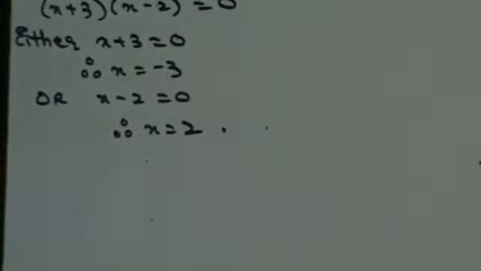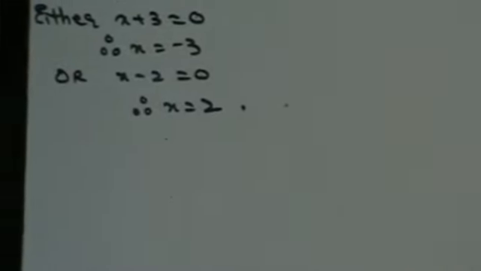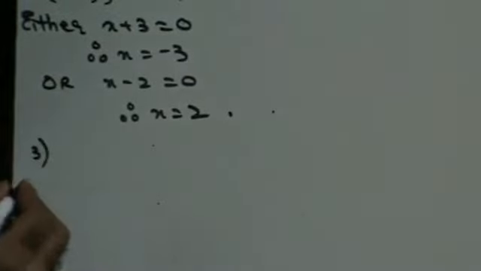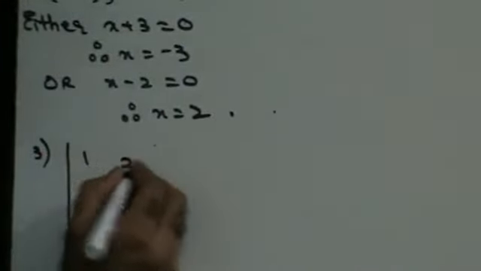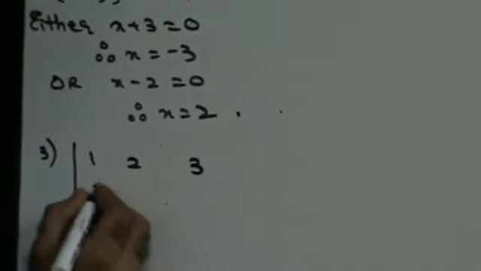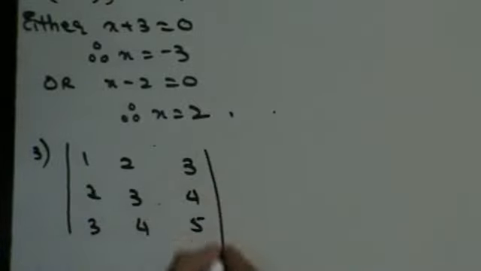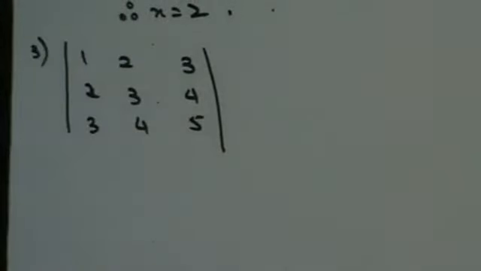Now this was how you would solve a 2 by 2 determinant. Right? How would you solve a 3 by 3 determinant? Let's see this. For a 3 by 3 determinant, I need to write, let's see this, 1, 2, 3, then 2, 3, 4, then 3, 4, 5. We've seen how to solve a 2 by 2 determinant. Now let's see how we solve a 3 by 3 determinant. 3 by 3 means there are 3 rows and 3 columns, right?